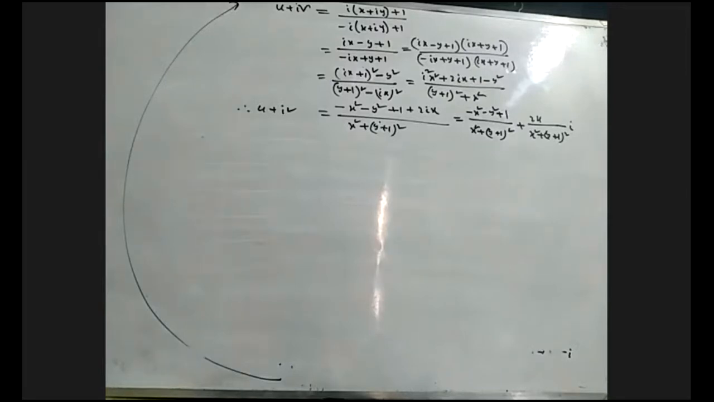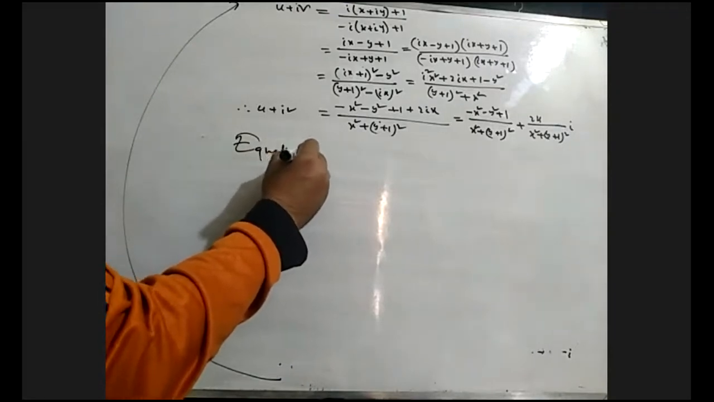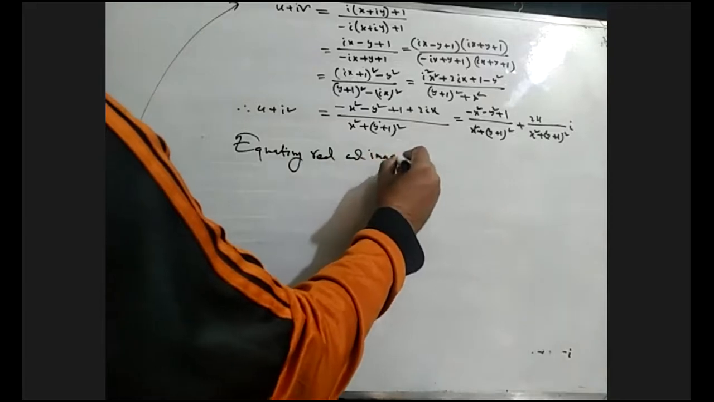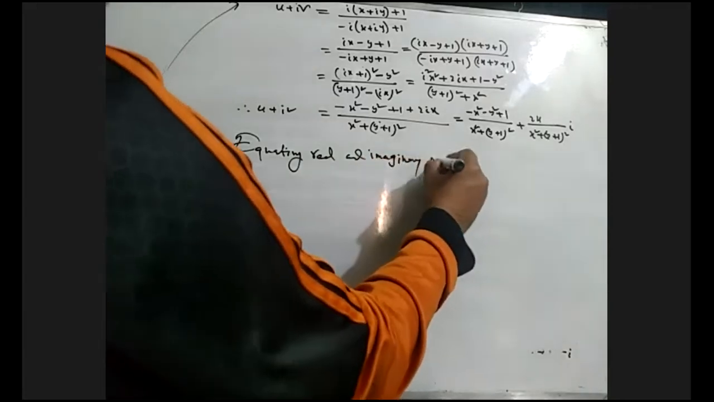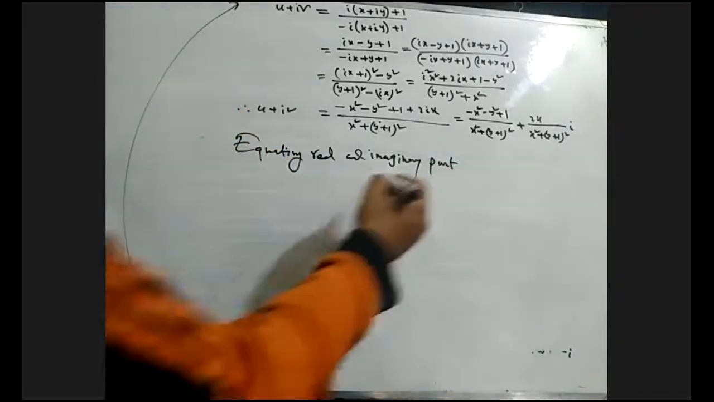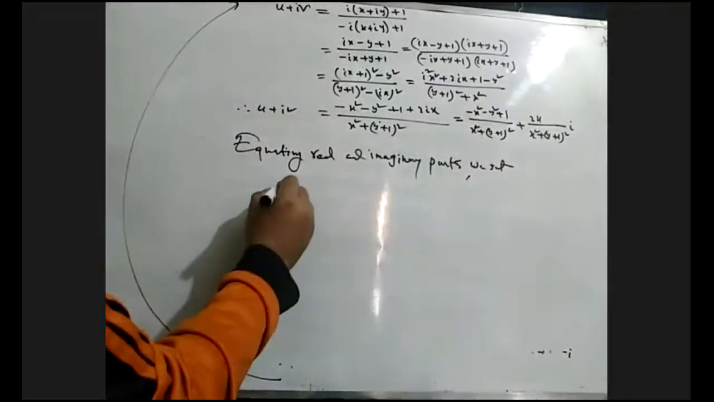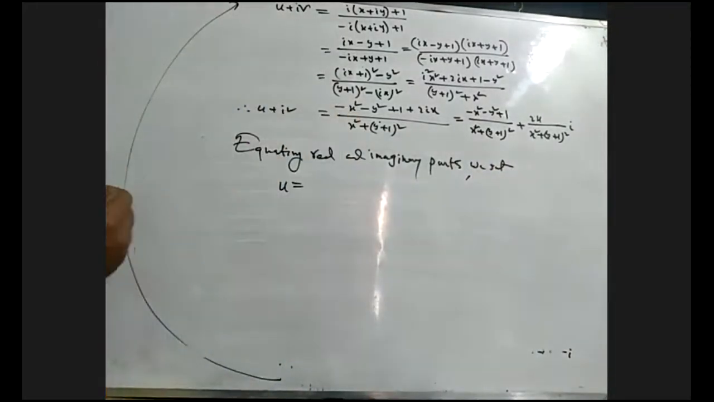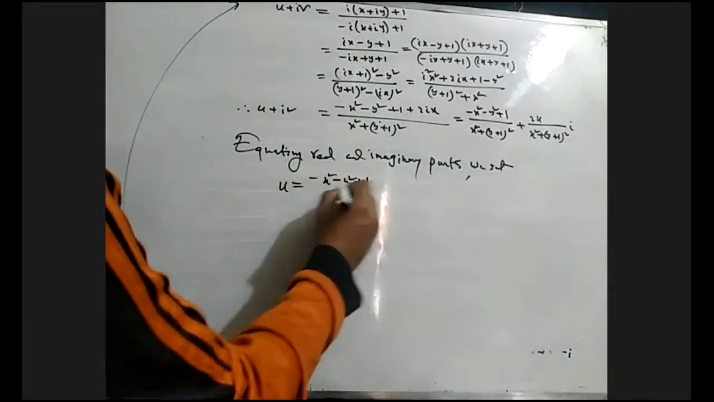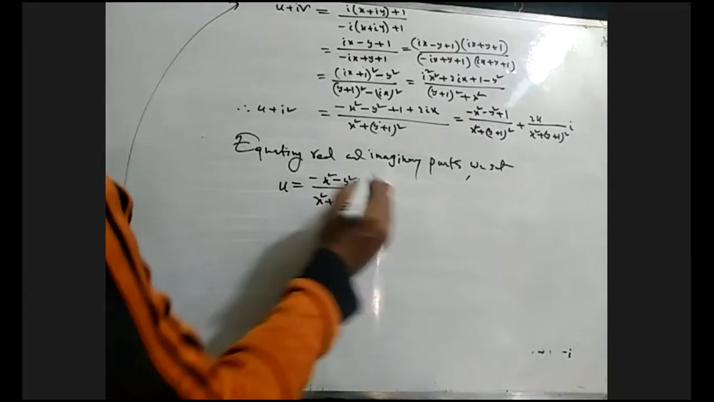So equating real and imaginary parts, we get u equals minus x square minus y square plus 1 divided by x square plus (y plus 1) whole square. This is the real part.